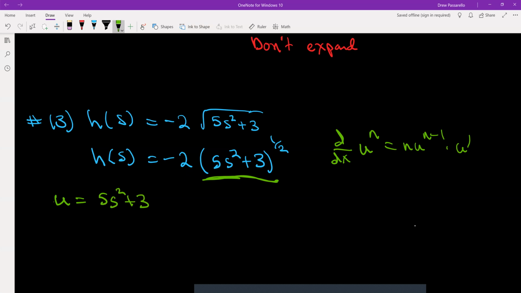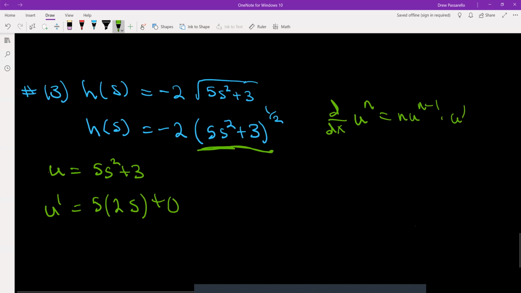All right, so then u prime, taking the derivative of this, would be 5 times 2s to the 2 minus 1 power, which is just 2s. So it'd be 5 times 2s, and then plus 0 since 3 is a constant. So u prime is 10s.